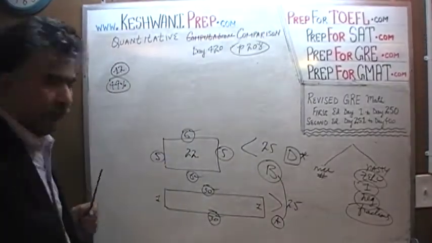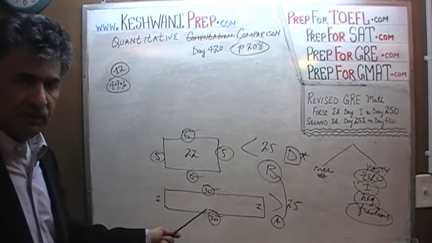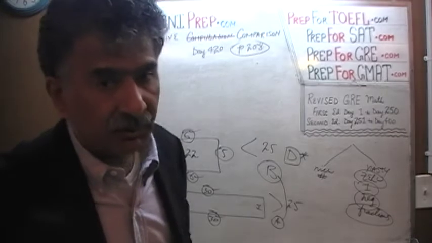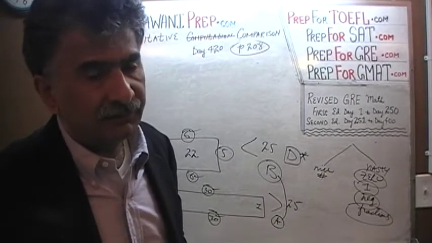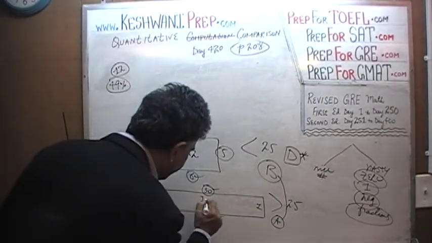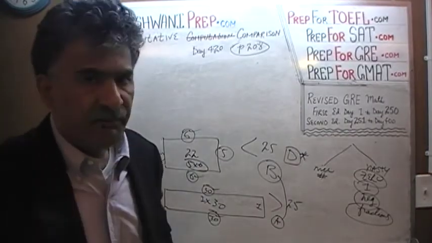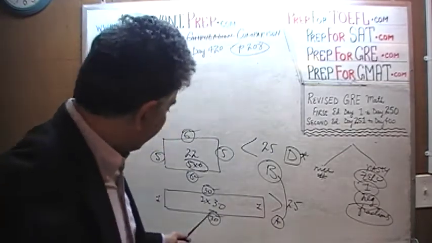Before we go to the next problem, just purely out of curiosity, can you tell me the maximum possible perimeter you can have in a rectangle whose area is 30? This rectangle has an area of 30. It is 1 by 30, and it has an area of 30. This is 5 by 6, which is also an area of 30. What's the maximum possible perimeter we can have?